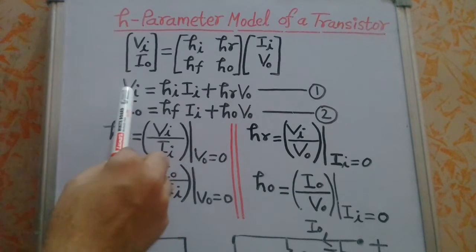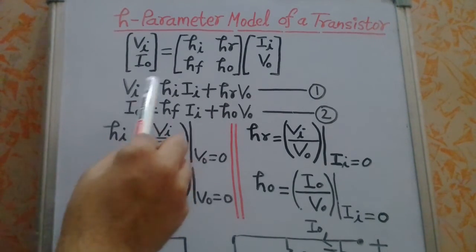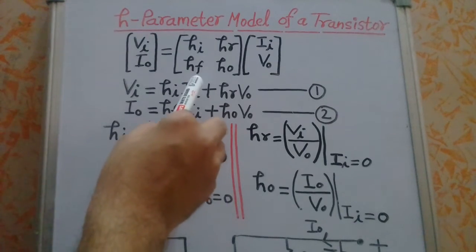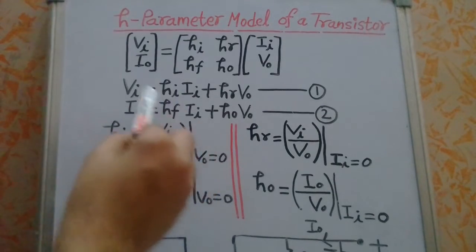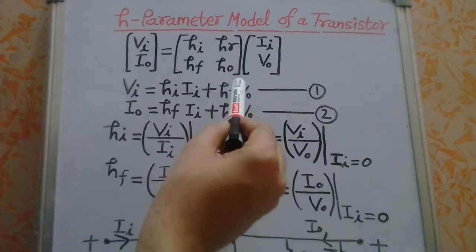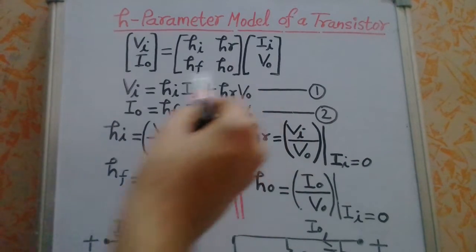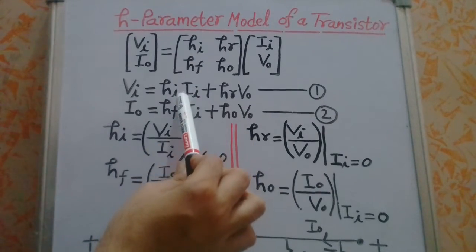So see here, Vi is nothing but the voltage, right? So voltage will be equal to voltage plus voltage, right? So hiIi is nothing but the voltage drop, right? And hrVo is another voltage, right? So basically you can add voltage to voltage.